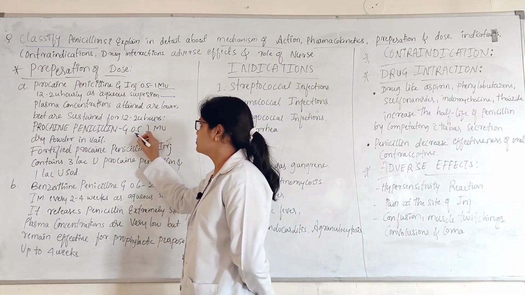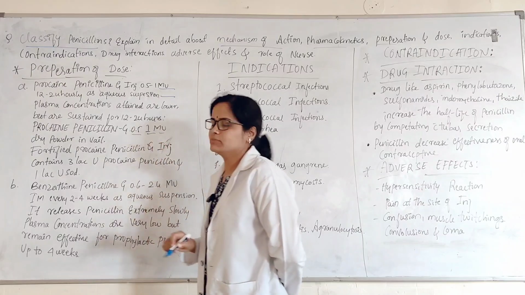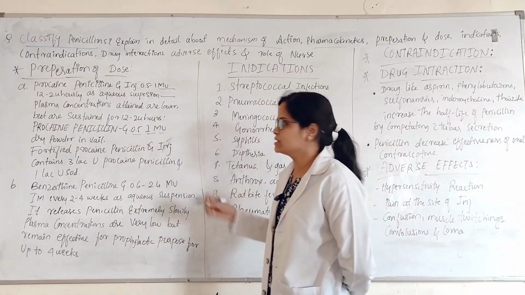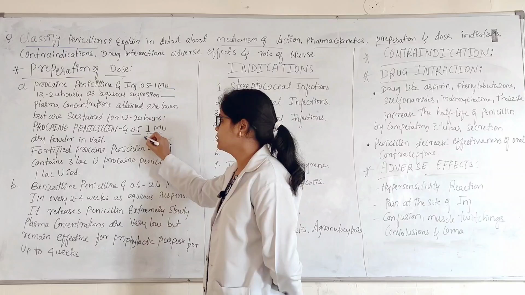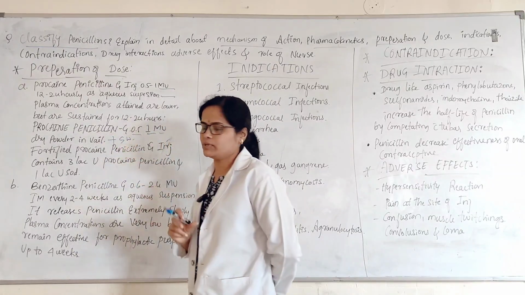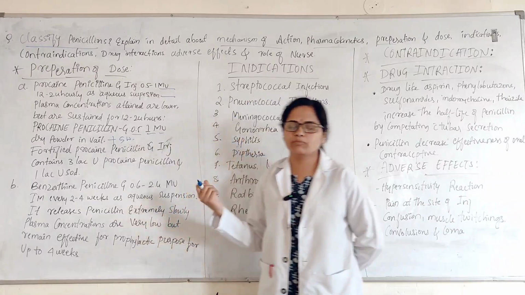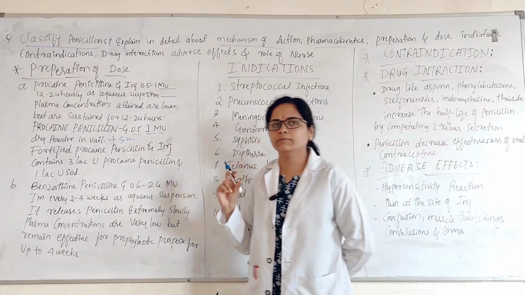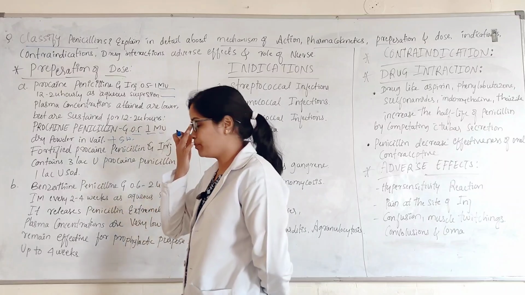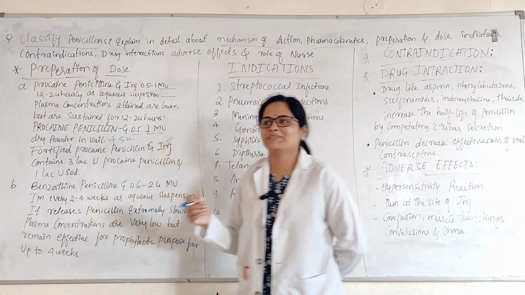Procaine penicillin G 0.5 to 1 mu dry powder in a vial, means it is available in the form of dry powder. This powder you should add with sterile water or distilled water. If you add both the injection powder and the distilled water, there will be formation of a suspension, so that suspension we are going to inject to the patients.